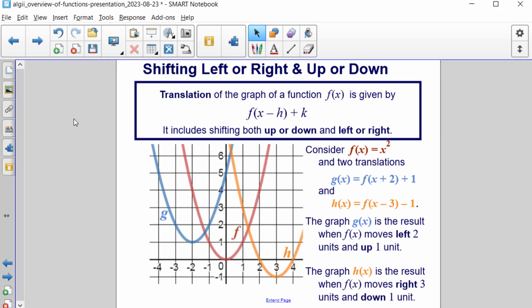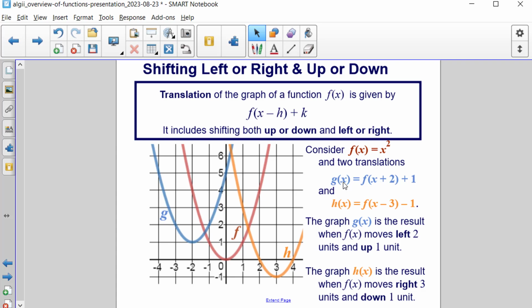Now let's discuss shifting left or right and up or down at the same time. A translation of the graph of a function f of x is given by f of, and then in parentheses, x minus h, plus k. And it includes shifting both up or down with the k value and left or right depending on the h value. So let's consider the function f of x, which is equal to x squared. So our red parabola that we have in the middle there, and 2 separate translations.